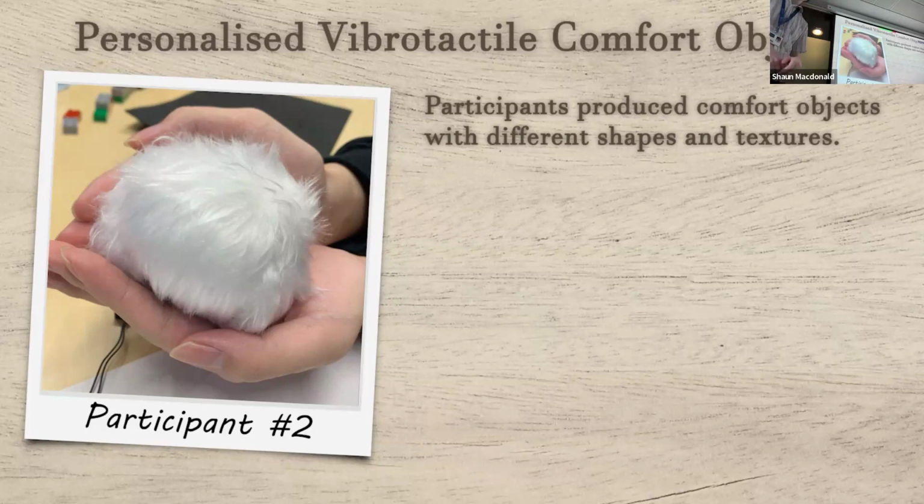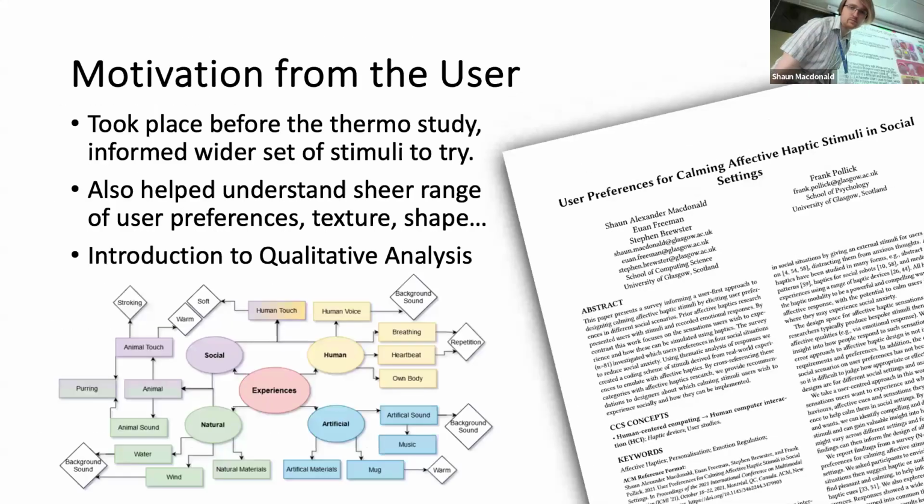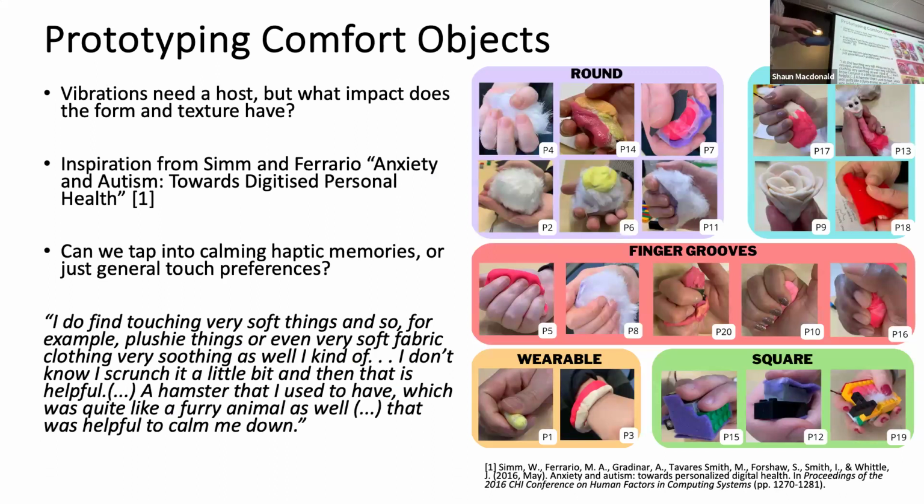This was inspired a little bit by a study by Simon Ferrario called Anxiety and Autism Towards Digitized Personal Health. In this study, they helped people to make wearable bracelets that they could track distress events on. But in order to make them actually want to use them and not, once again, feel embarrassed by them or depressed by them, to feel happy with them and to feel like they have ownership over them, they provided little kits of modular components, and people crafted their own bracelets that they felt more ownership with.